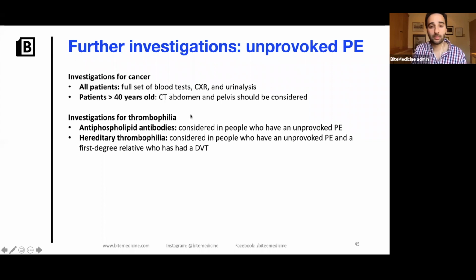And then we need to consider some investigations for thrombophilia, which was what our factor 5 Leiden was. So antiphospholipid antibodies can be considered if you have an unprovoked PE. Whereas hereditary thrombophilias should only really be considered if you have an unprovoked PE and a first-degree relative who has had a DVT. So that's why we're not going to do factor 5 Leiden in the previous question, because there's no mention of a first-degree relative with a DVT.